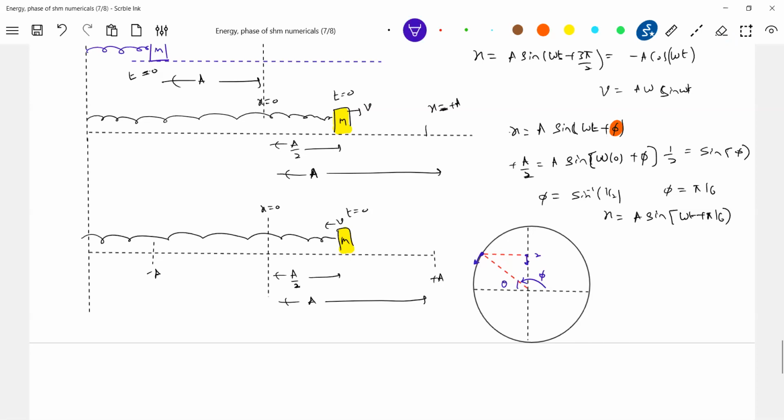How to calculate that phase angle phi? And we know this distance is how much? A by 2, and this is A. So what is sine theta? It is A by 2 by A. Theta is pi by 6. So what can be the phase of this one? Phi is equal to pi minus theta, pi minus pi by 6, which will be 5 pi by 6. So what will the equation of motion be? X equal to A sine omega t plus phi.